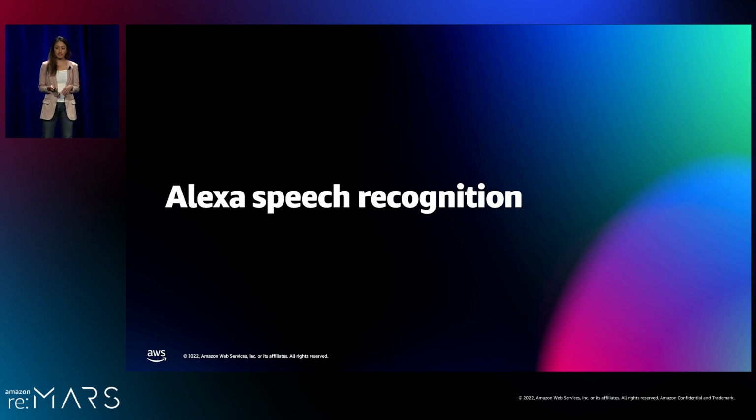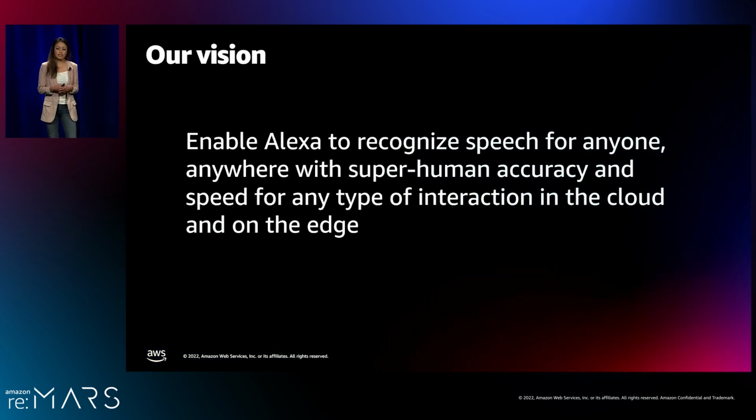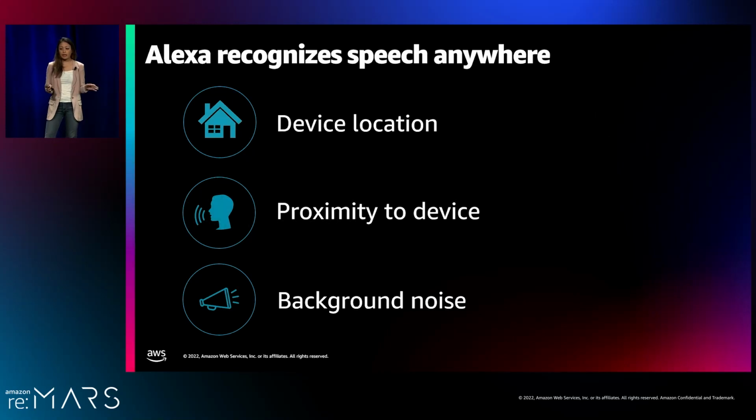So Alexa speech recognition. Our vision is to enable Alexa to recognize speech for anyone, anywhere, with superhuman accuracy and speed for any type of interaction in the cloud and on the edge. So I want to give a bit of insight into what that means for a voice assistant like Alexa. So Alexa recognizes speech anywhere. If you think about humans, speech recognition is the clearest when a person is facing you and talking quietly in a room. This is the same for Alexa.